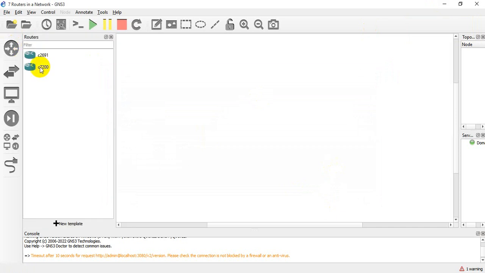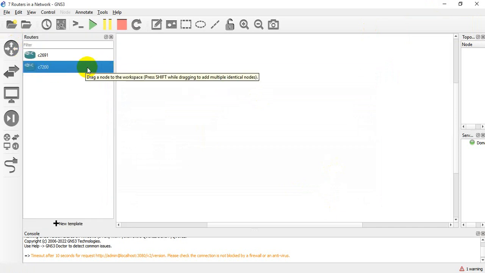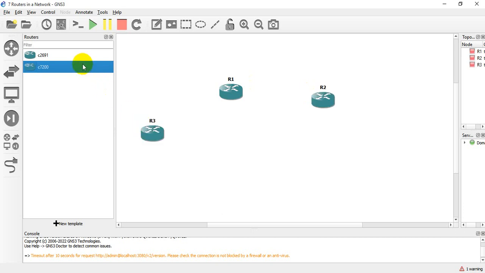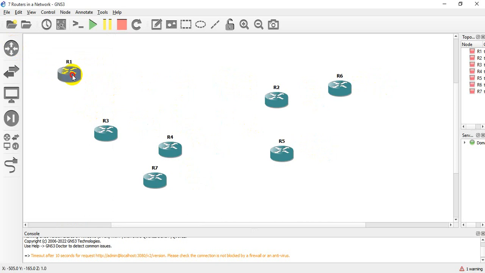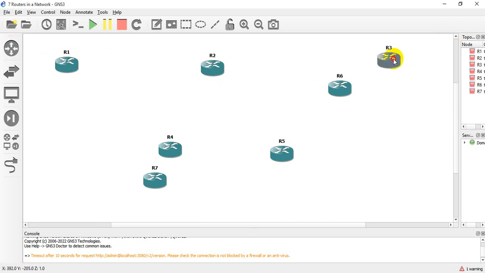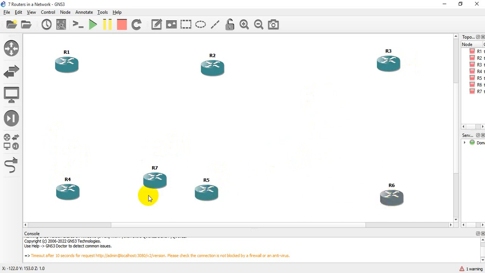And let's take some routers here. Okay. So this is router 1, router 2, router 3, router 4, router 5, router 6, and router 7.